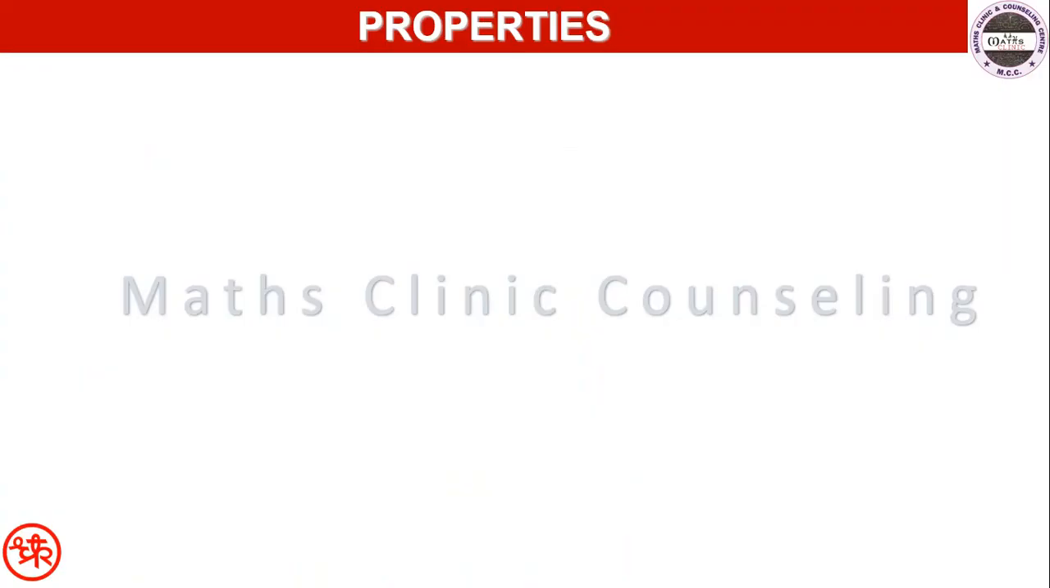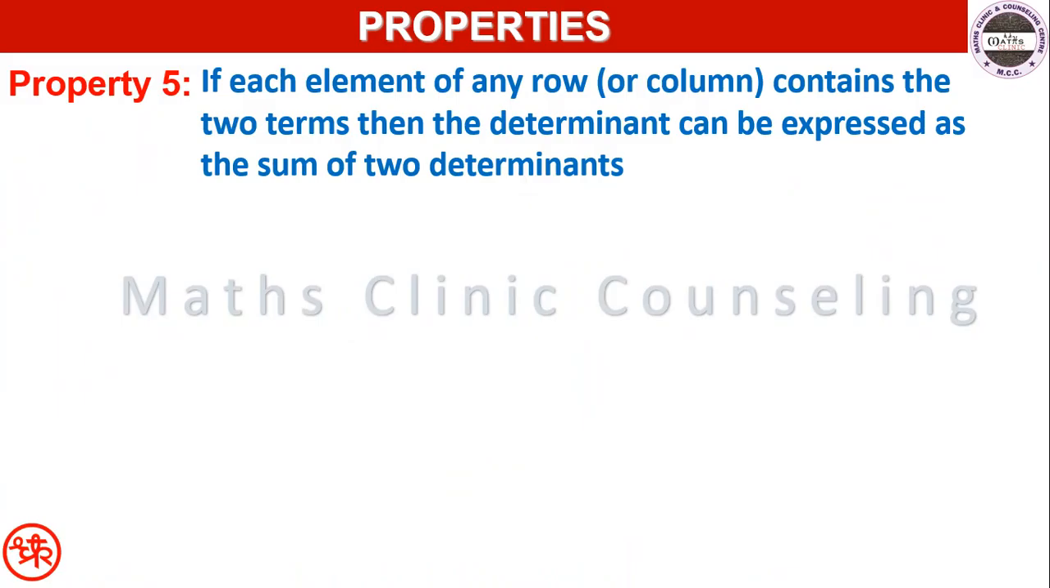So let us see the first property, that is, the fifth property. If each element of any row or column contains two terms, then the determinant can be expressed as the sum of two determinants. Is that clear?